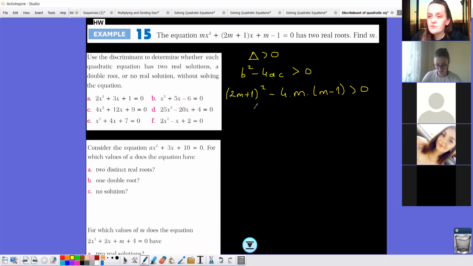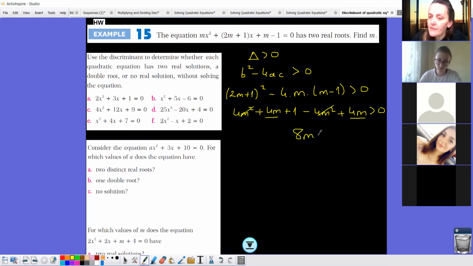Now let's open this binomial square. What will be 4m squared plus 4m plus 1? And here what will we have? We have minus, I'm writing, 4m times m will be 4m squared. Minus times minus will be plus, and 4m times 1 will be 4m, greater than 0. Now we have plus 4m squared minus 4m squared, so what is left? 8m plus 1 greater than 0.